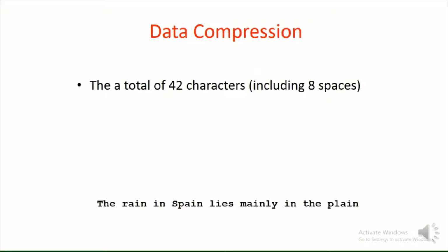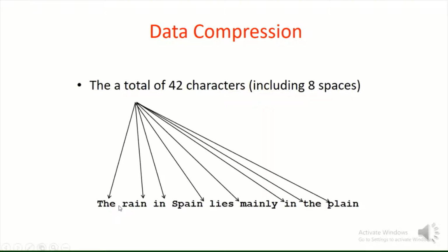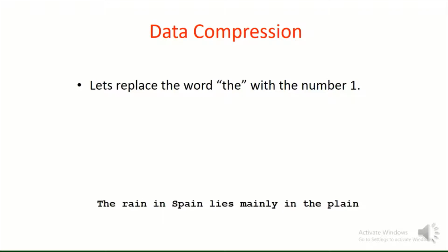First, we have to calculate how many characters there are. Count how many characters are there. When you are counting, remember that the space also has to be counted as one character. So we have counted it, and there are a total of 42 characters in this particular sentence. Now let's start with our compression.